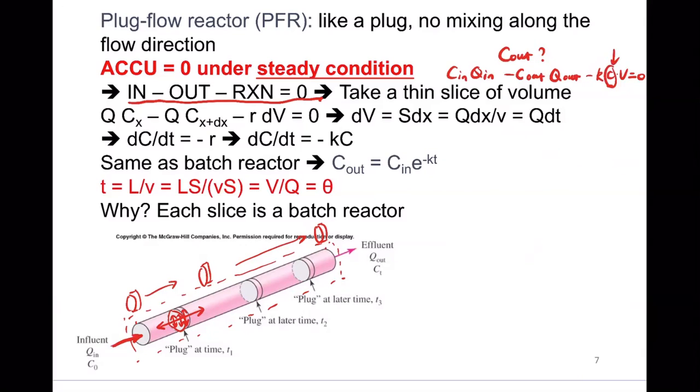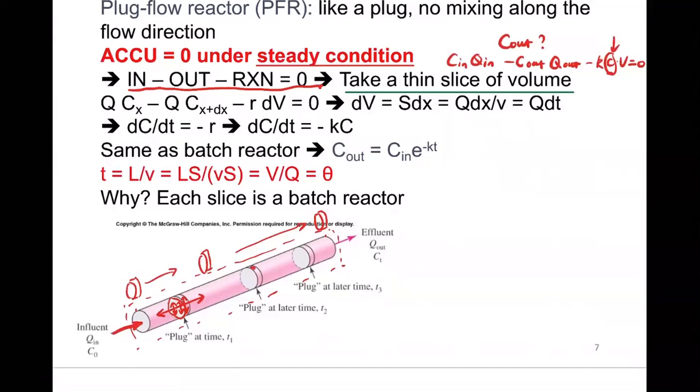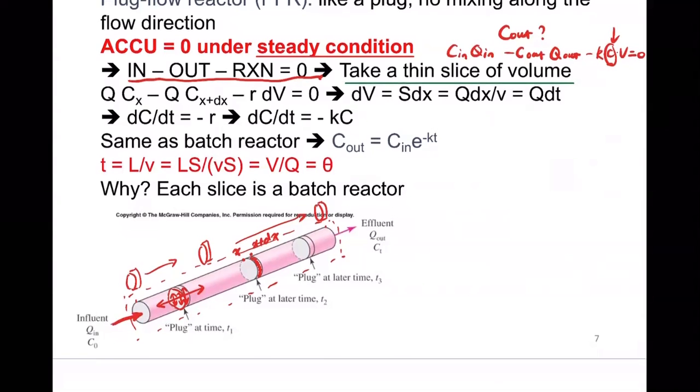So instead, what we can do is pick a very thin slice, as we have introduced earlier. Let's say that we're interested in this thin slice here. We can assume that this location is X, and here the location is X plus dx. So what we have is the flow rate multiplied by the concentration Cx, this is the in, minus the flow rate multiplied by C at x plus dx.